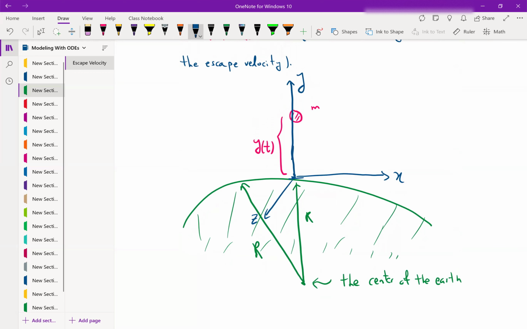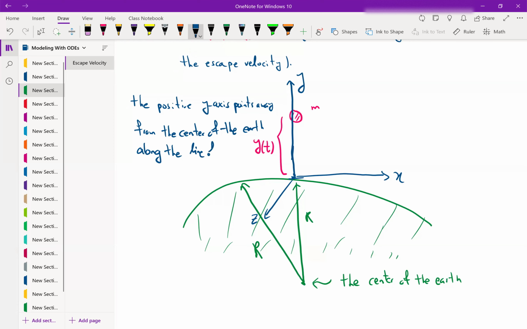The way we set up our coordinate system is such that the positive y-axis points away from the center of the Earth, along the line of motion of our mass, with y equals 0, the origin, lying on the Earth's surface. So that is how I set up my coordinate system.